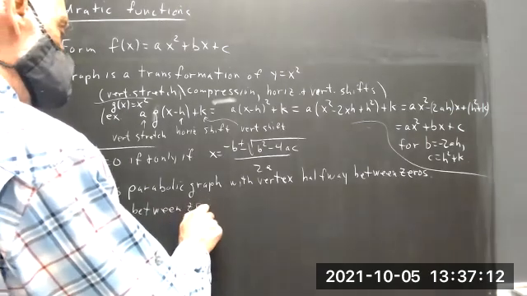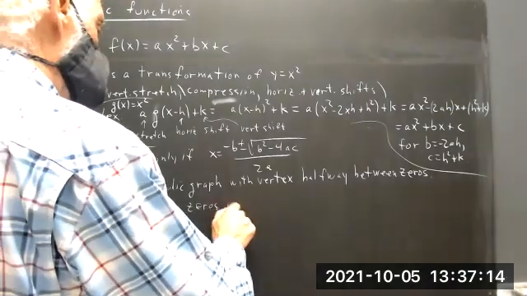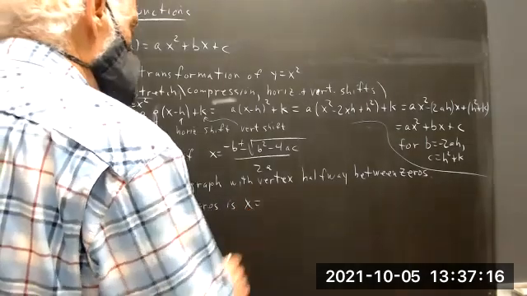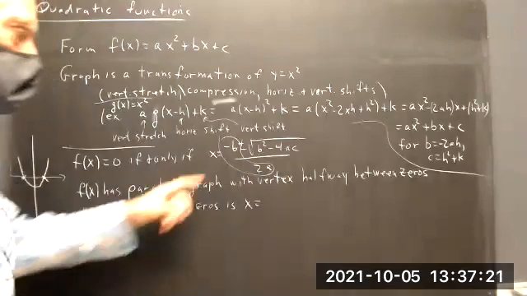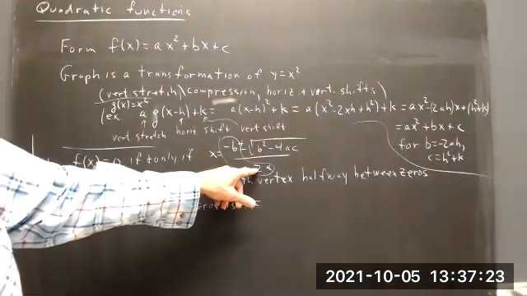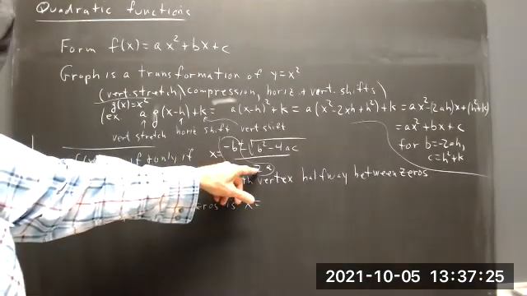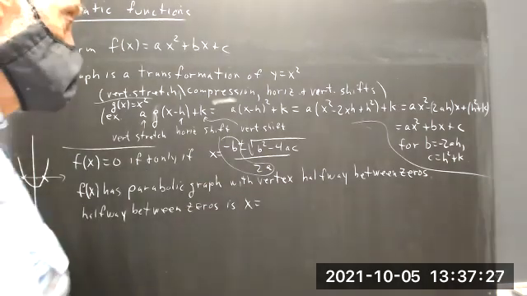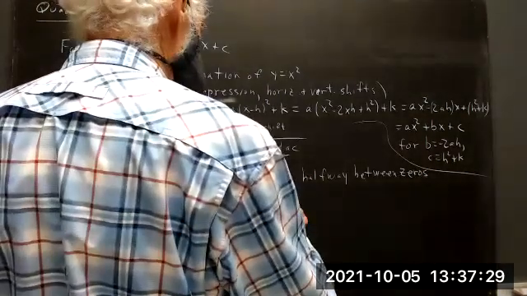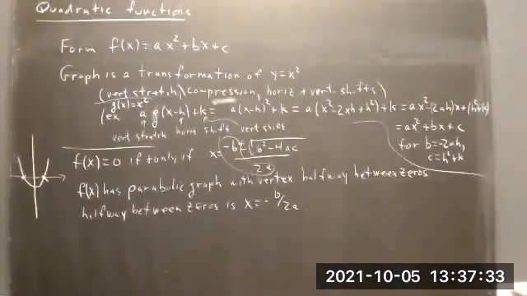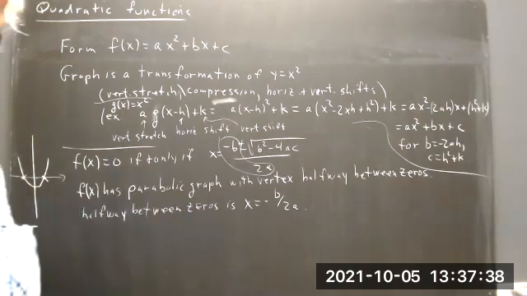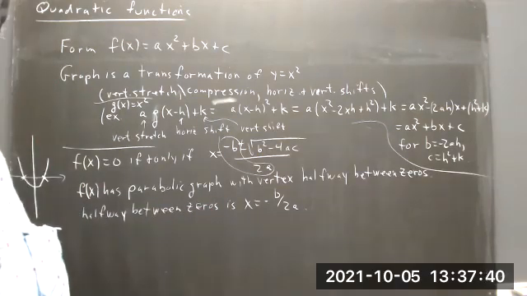is halfway between the zeros, at x equals negative b divided by 2a. So if we understand this, or if you just know that it's true, which is good enough, but understanding it is even better, you can not forget it.